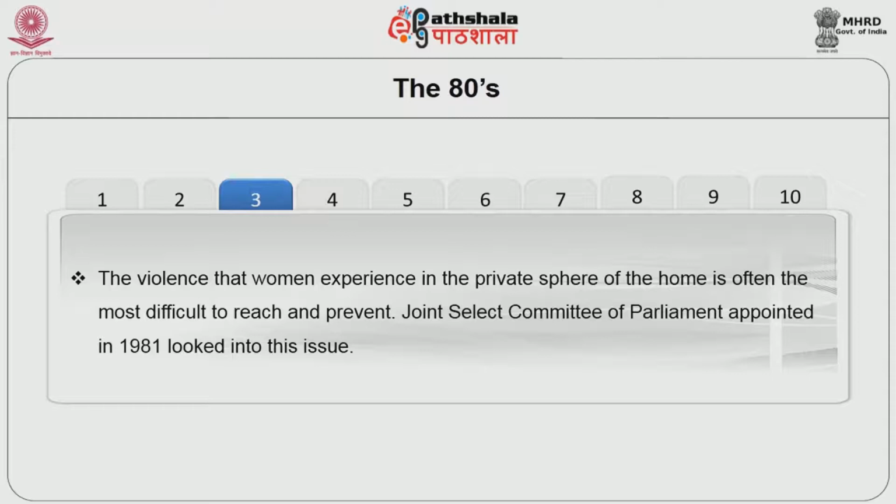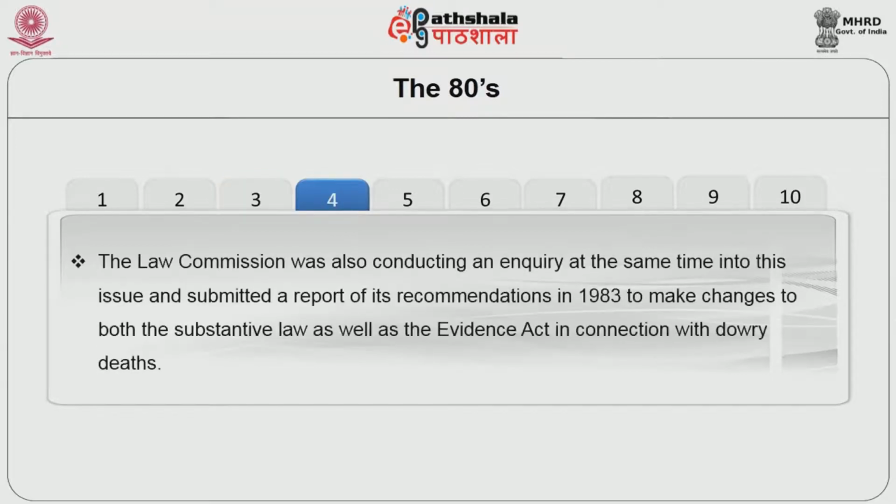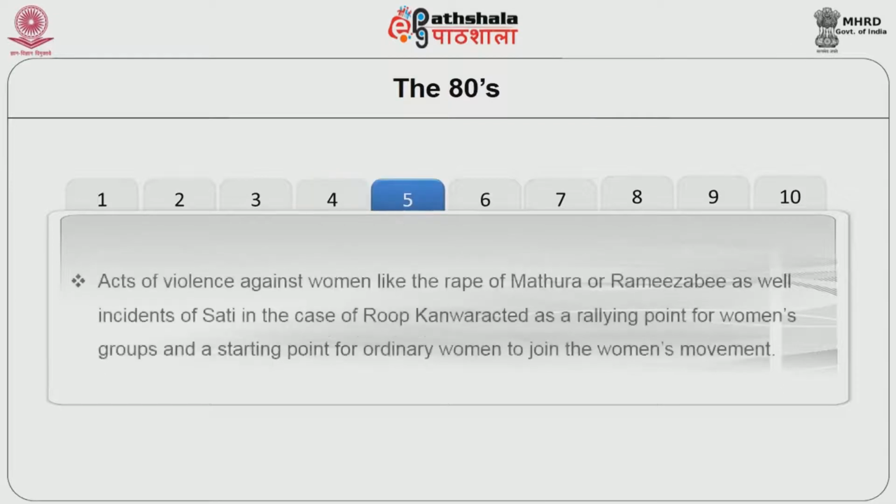A Joint Select Committee of the Parliament appointed in 1981 looked into this issue. The Law Commission was also conducting an inquiry at the same time and submitted a report of its recommendations in 1983, to make changes to both the substantive law as well as the Evidence Act in connection with dowry deaths. Acts of violence against women, like the rapes of Mathura and Rameeza Bi, as well as incidents of rape in the case of Roop Kanwar, acted as a rallying point for women's groups and a starting point for ordinary women to join the women's movement.